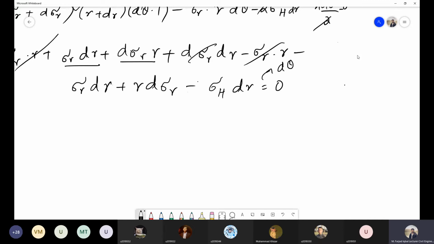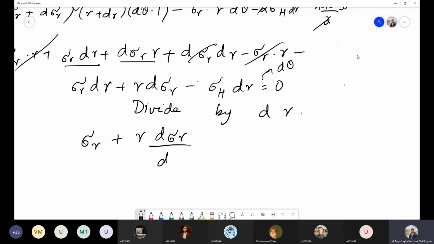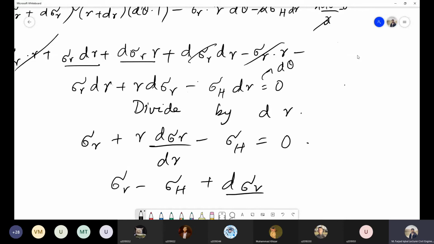If I continue and divide this whole equation by dr, I will get sigma r over here, then plus r d sigma r over dr, and the last term I will be left with is sigma h equals to 0. Now let's name this equation our equation 1.